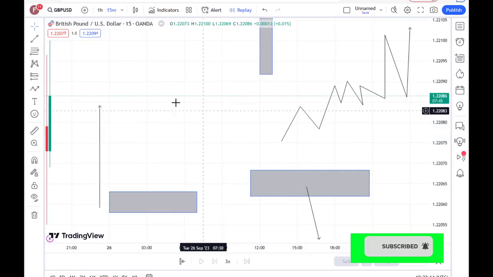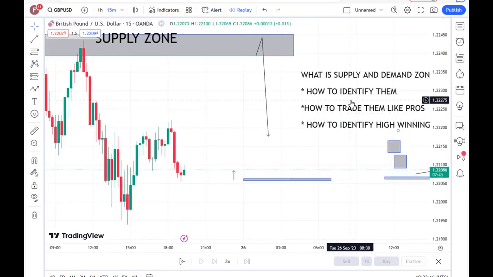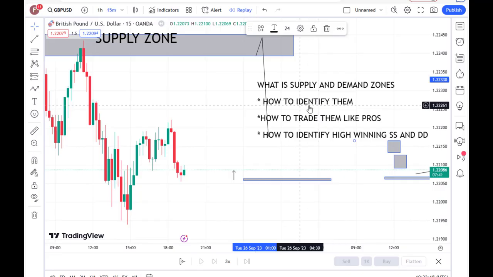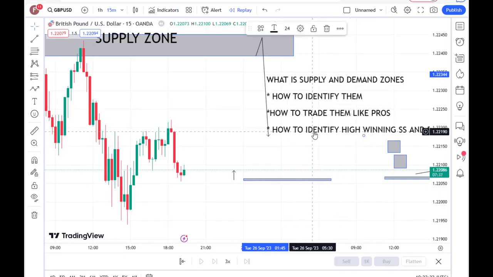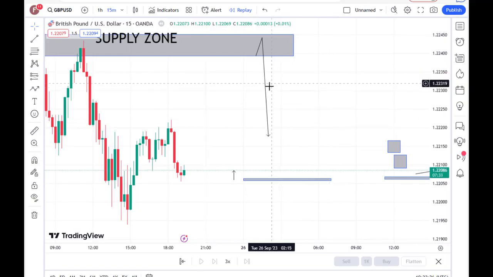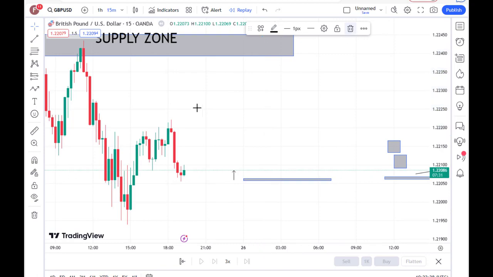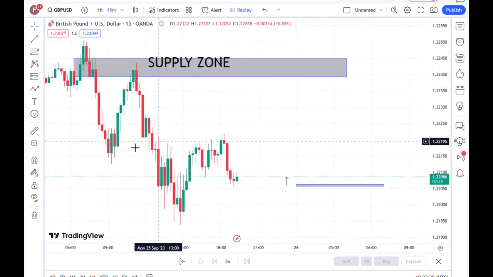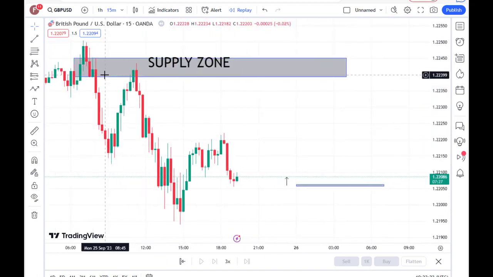All right, and now let's move to our last thing. We have talked about what supply and demand zones are, how to identify them, how to trade them like pros. Now, how do we identify high probability demand and supply zones? This is an example of what I'm going to share with you. This is a supply zone that we have identified here.